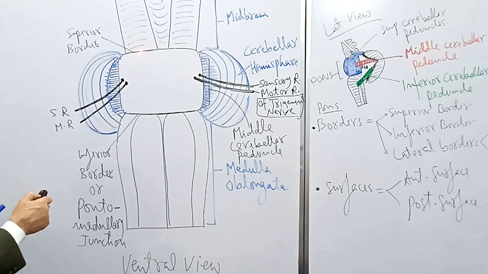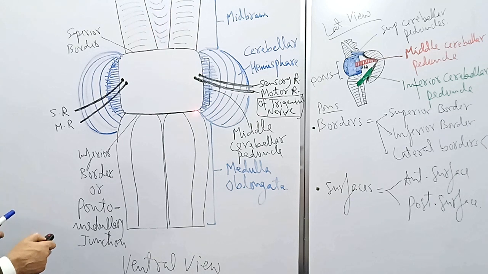So the pons has a superior border, which is at the junction of the ventral surface of the pons and the anterior surface of the midbrain. The lower border is also known as the pontomedullary junction. It is at the junction between the lower border of the pons and the upper end of the medulla oblongata. The lateral border is between the anterior surface of the pons and the middle cerebellar peduncle, which arises from the pons and enters into the corresponding cerebellar hemisphere. So here will be the lateral border.